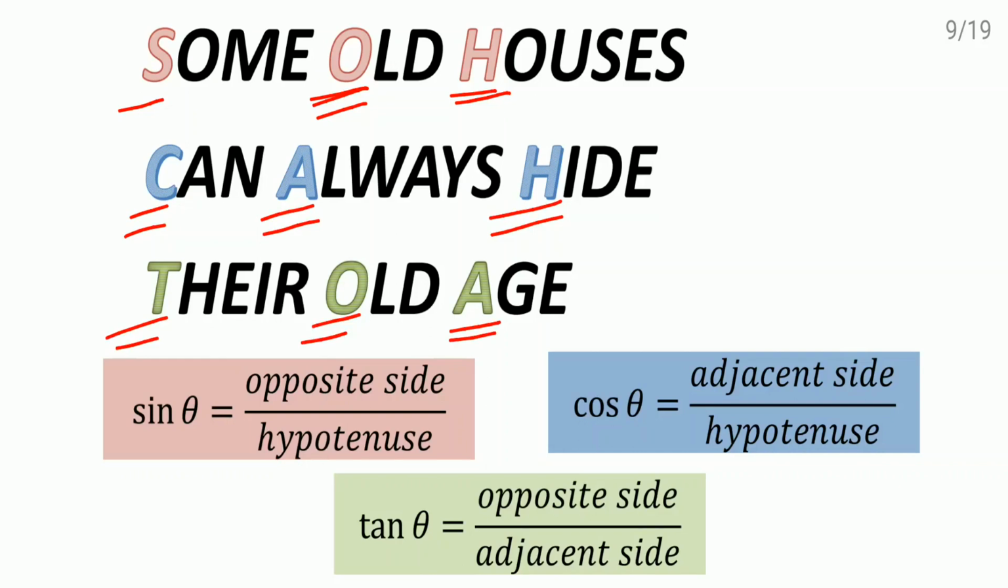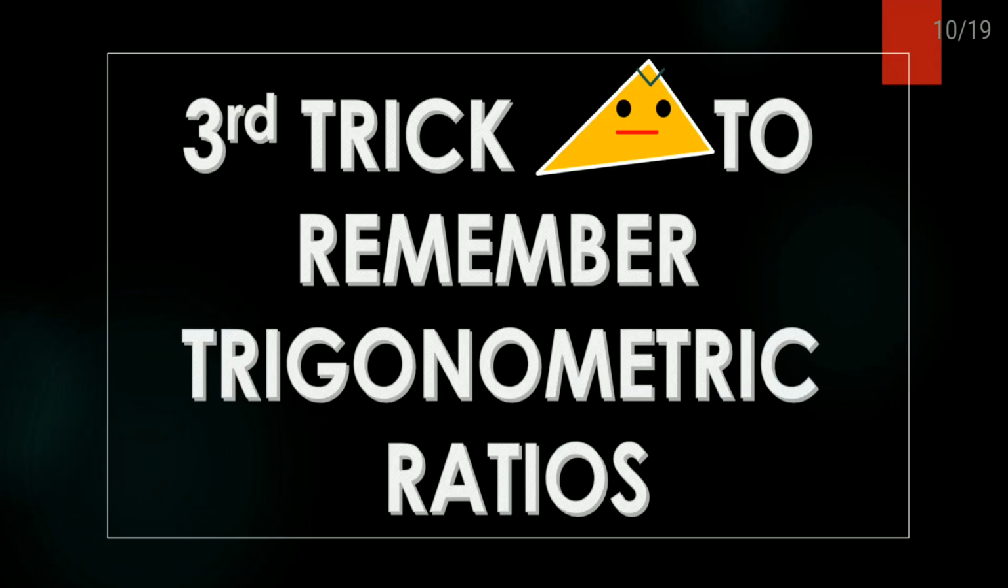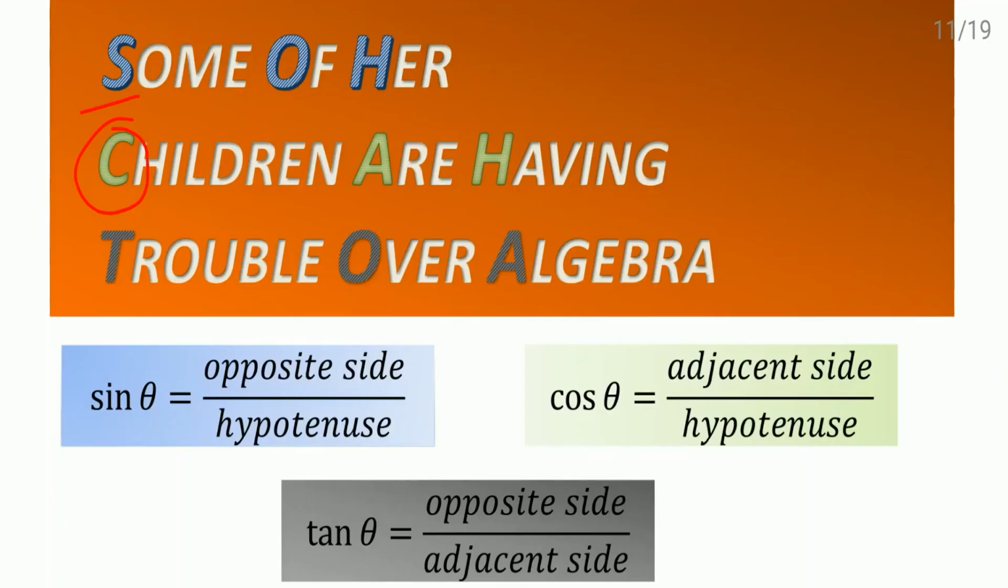Correct? As we are talking about theta, that's the reason I have written here sine theta, cos theta and tan theta. So what you will remember? Some old houses can always hide their old age. Come to the third trick to remember trigonometric ratios. Here, one more statement. Some of her children are having trouble over algebra.